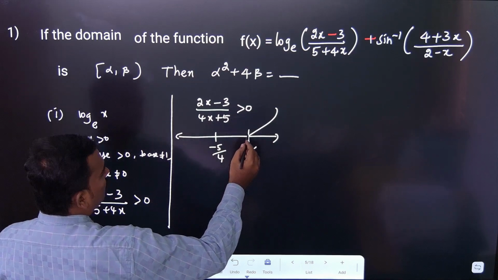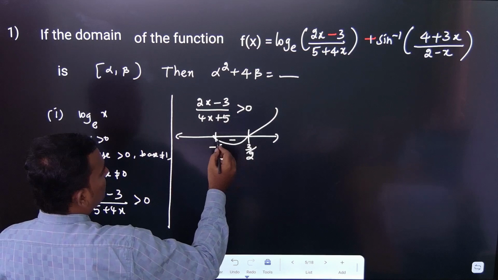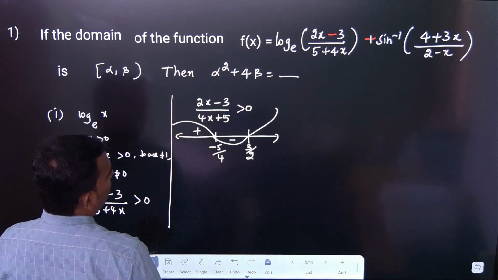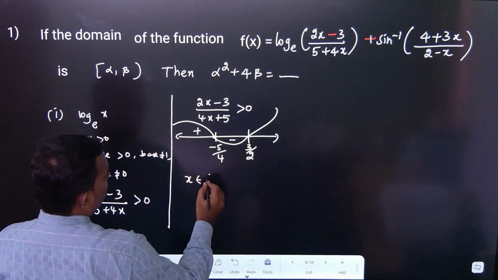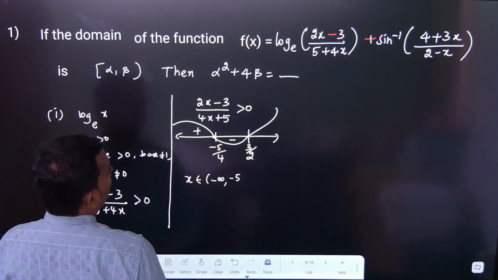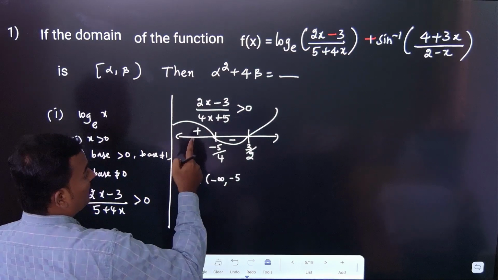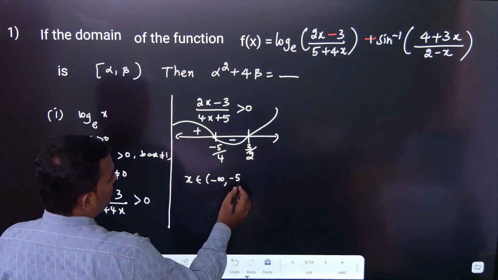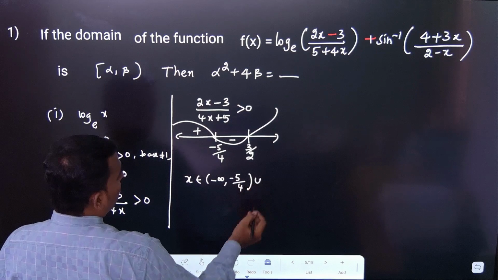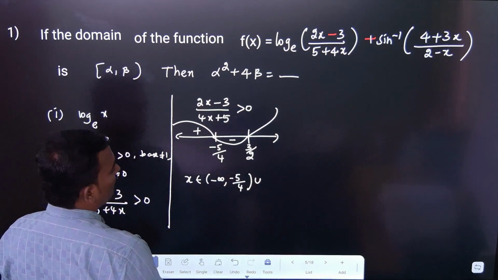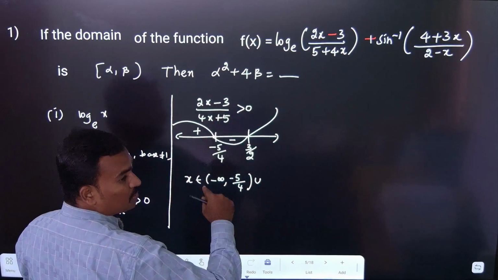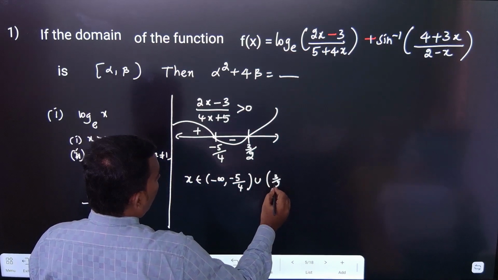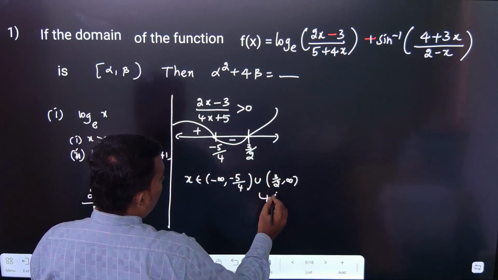Start with positive, because odd power changes the sign, it's negative. So again, odd power changes the sign, positive. So we need greater than 0. Therefore, x belongs to (−∞, −5/4). −5/4 should not be included; if it is included, the denominator will be 0, so it's not defined. Union, is 3/2 included or not? Because the ratio is strictly greater than 0, so (3/2, ∞). This is the first one, right?